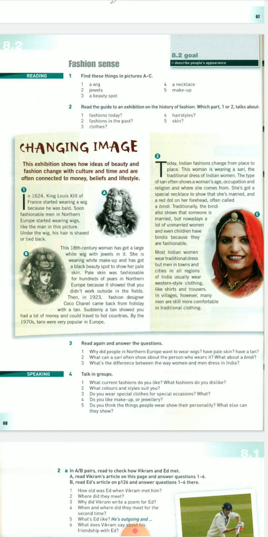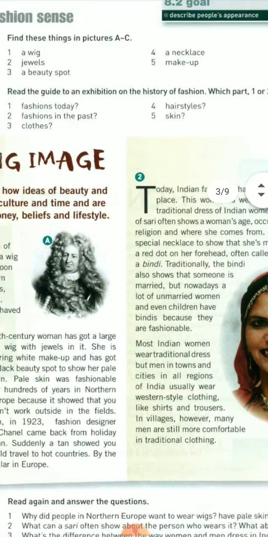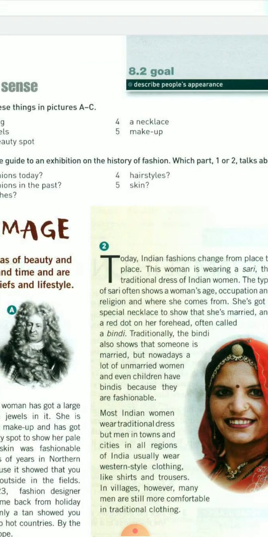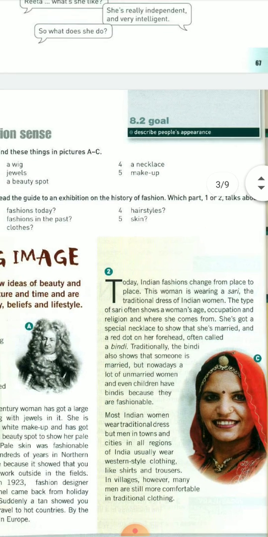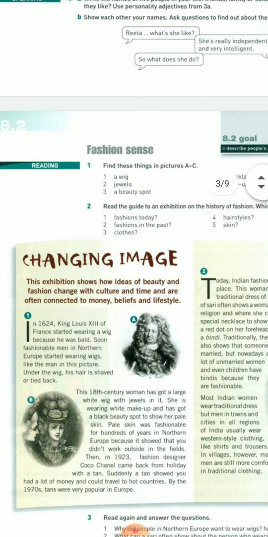As I was saying, today the goal is to describe people's appearance. Take a look at the spelling of appearance because it's not difficult, easy to write. The vocabulary is going to be about appearance and grammar about have got. So you can see the title of the unit is Fashion Sense. You know the word fashion.